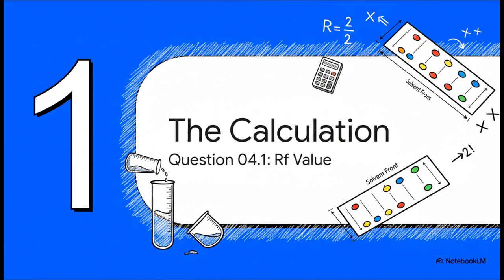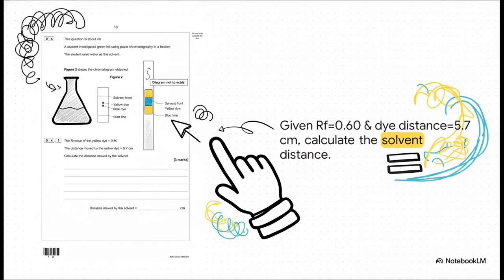The first part is a calculation. This is a super common way these kinds of questions kick off. We've got an RF value, and we need to use it to figure out a distance. Okay, so here's the problem, pulled straight from the exam paper. We've got two bits of info to work with. The RF value for the yellow dye is 0.60, and we know that dye has traveled 5.7 centimeters. The mission? Calculate how far the solvent moved in total.